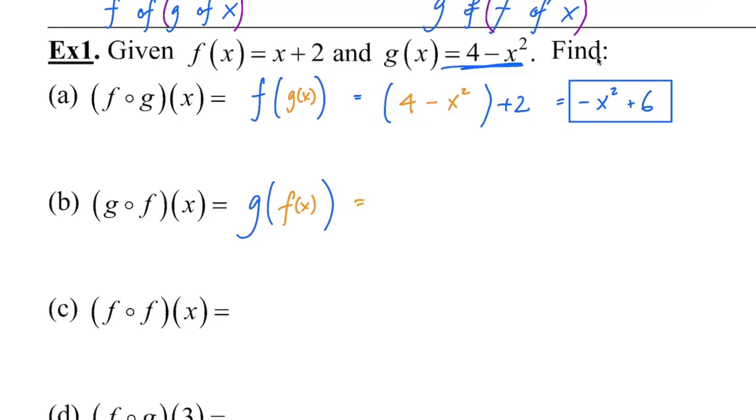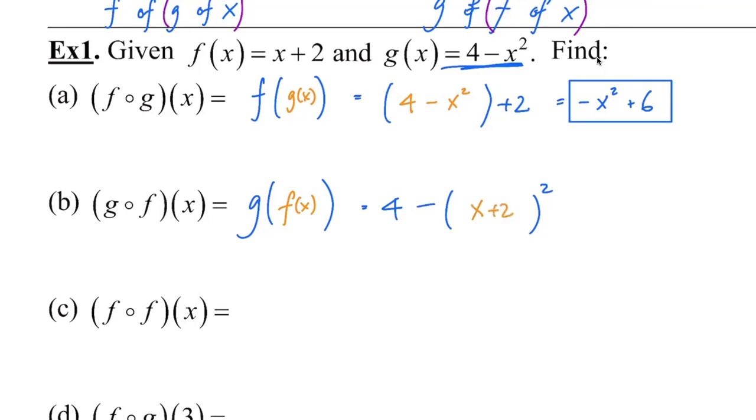So what's g? We say, oh, g is this thing called 4 minus x squared, right? But now, something new is going to go into the place of x. What's new? Well, it's the function f. And what's f? Oh, it's x plus 2.